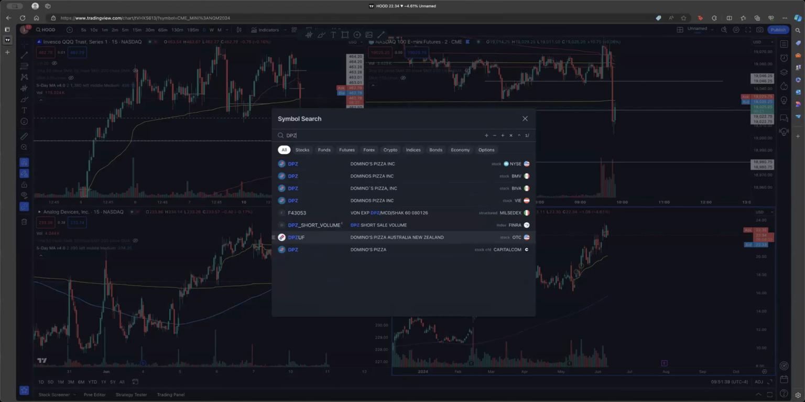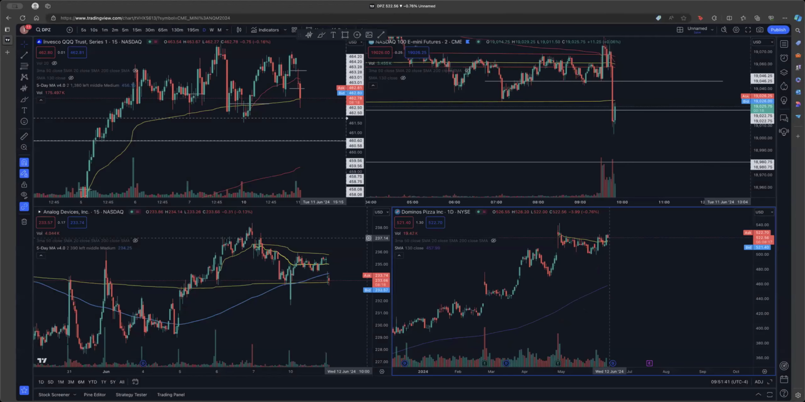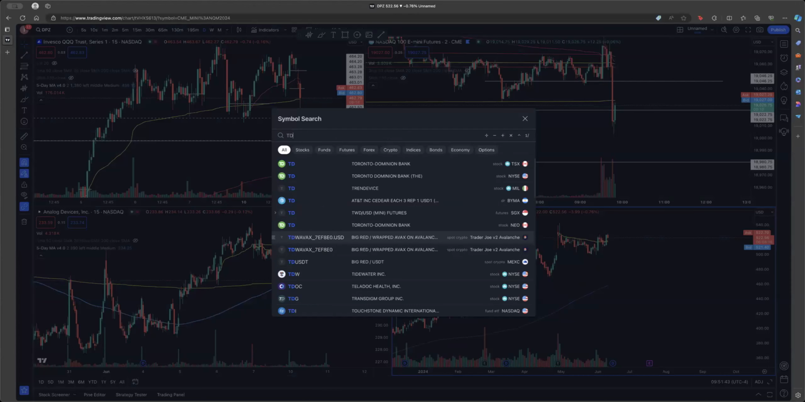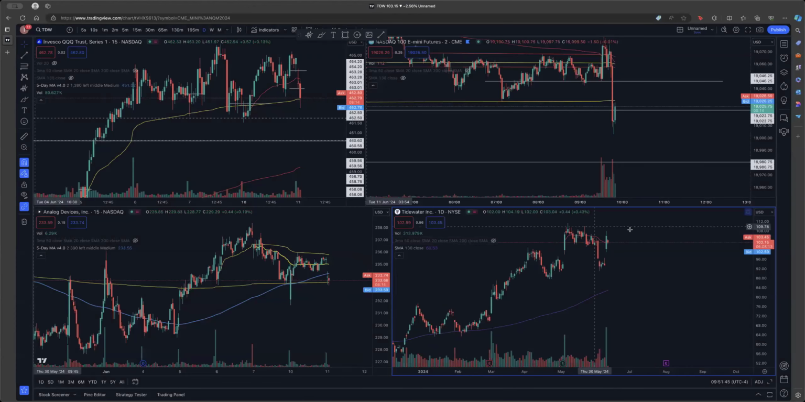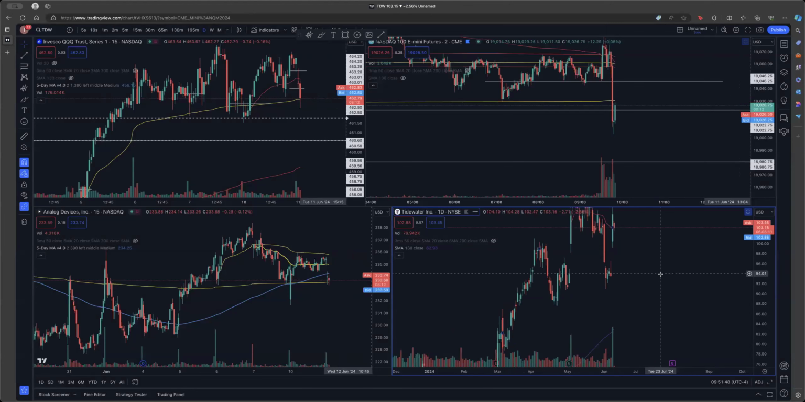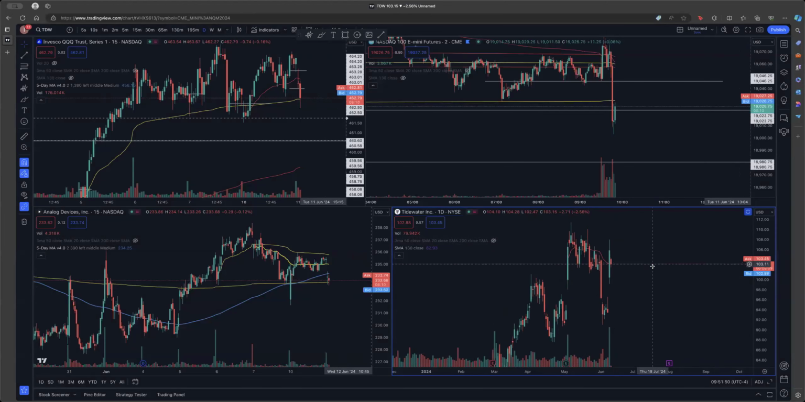Other than that, we have a nice little cushion on all the other names which we have on the watch list. So TDW, all we are looking for into today is if they can close above this 103s. That's it.